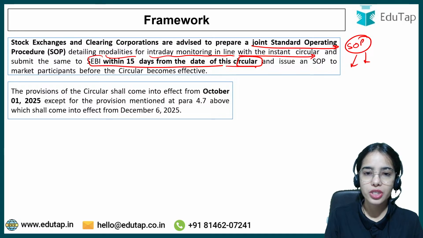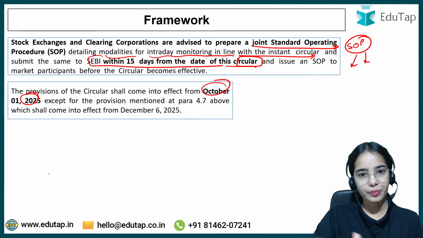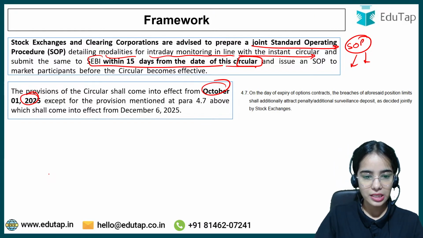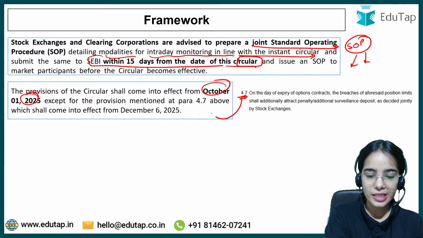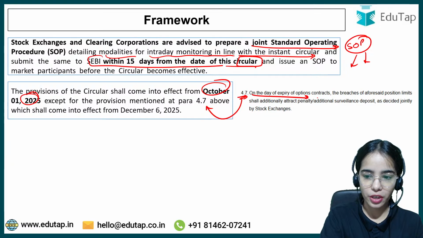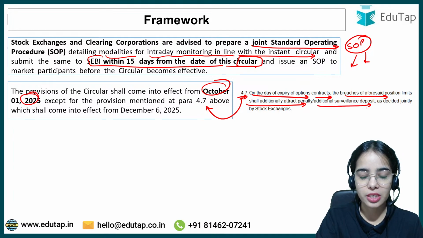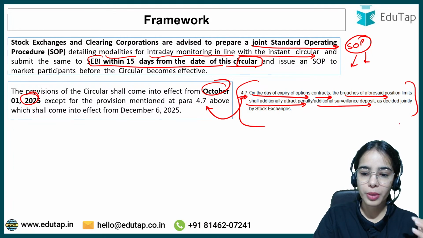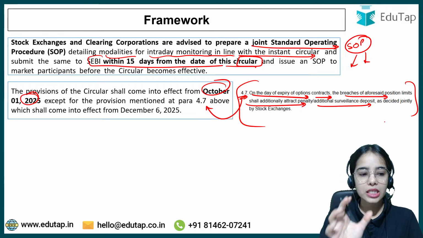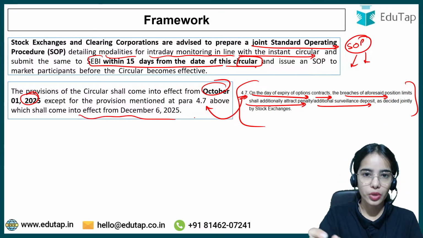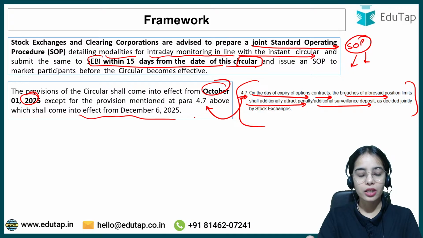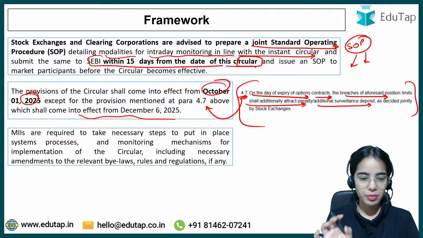The provisions of the circular shall come into effect from October 1, 2025, that is from the next month, as well as the 4.7 point, that is, on the day of the expiry of option contract, the breaches of aforesaid position limit shall additionally attract penalty or additional surveillance deposit and such. This point, particularly in regards to the penalty, will come into effect from December 6, 2025. So penalties will be levied. They will come into effect from December 6, 2025.